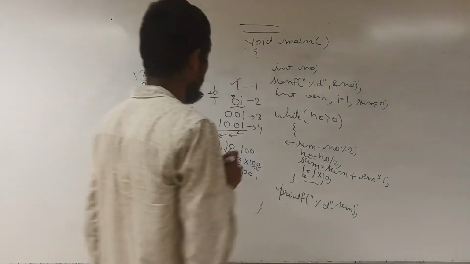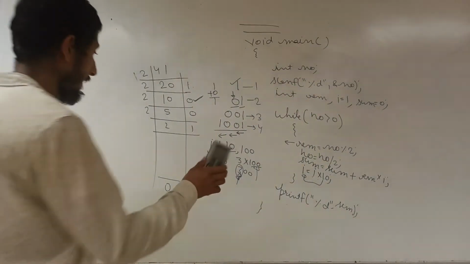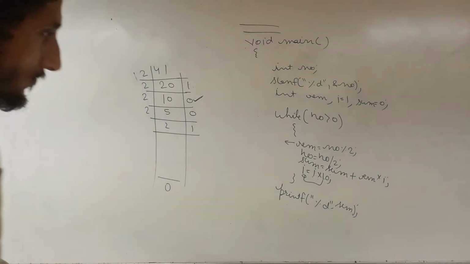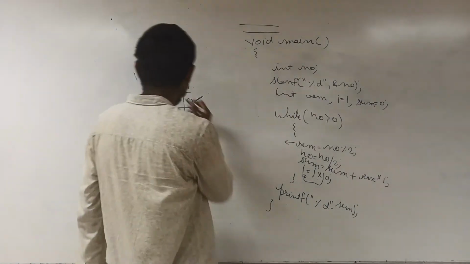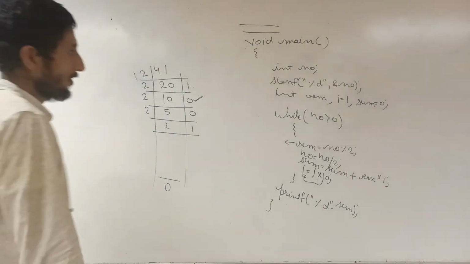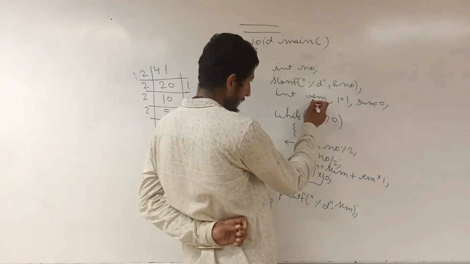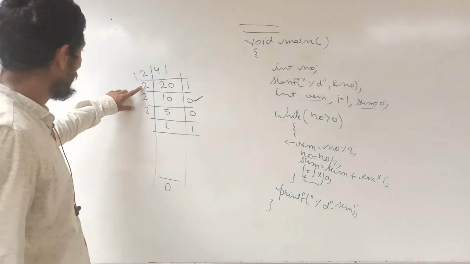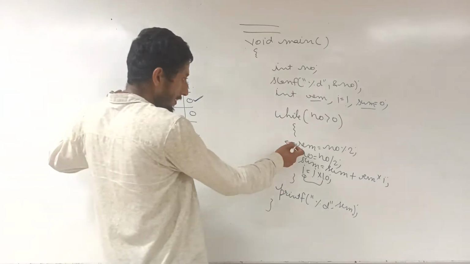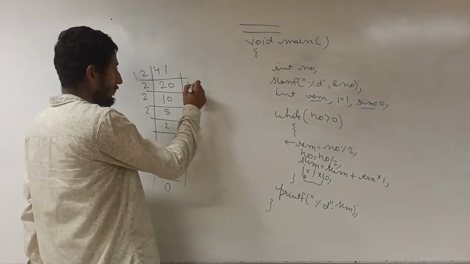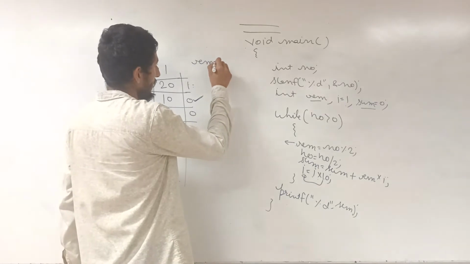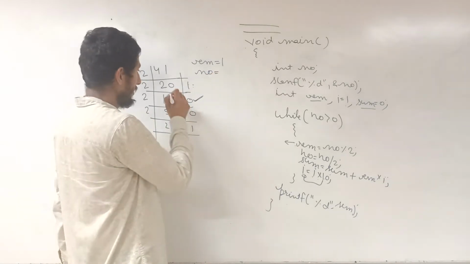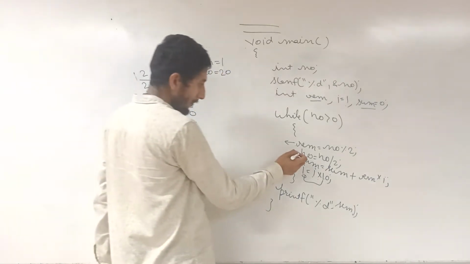Okay, so let me explain the logic again. Let's say I have input the number 41. The initial value of I is 1, the remainder is nothing, and sum is 0. Then we execute the program. This statement will calculate the remainder, so in remainder you will get 1. And the number becomes 20 because I have divided the number by 2.